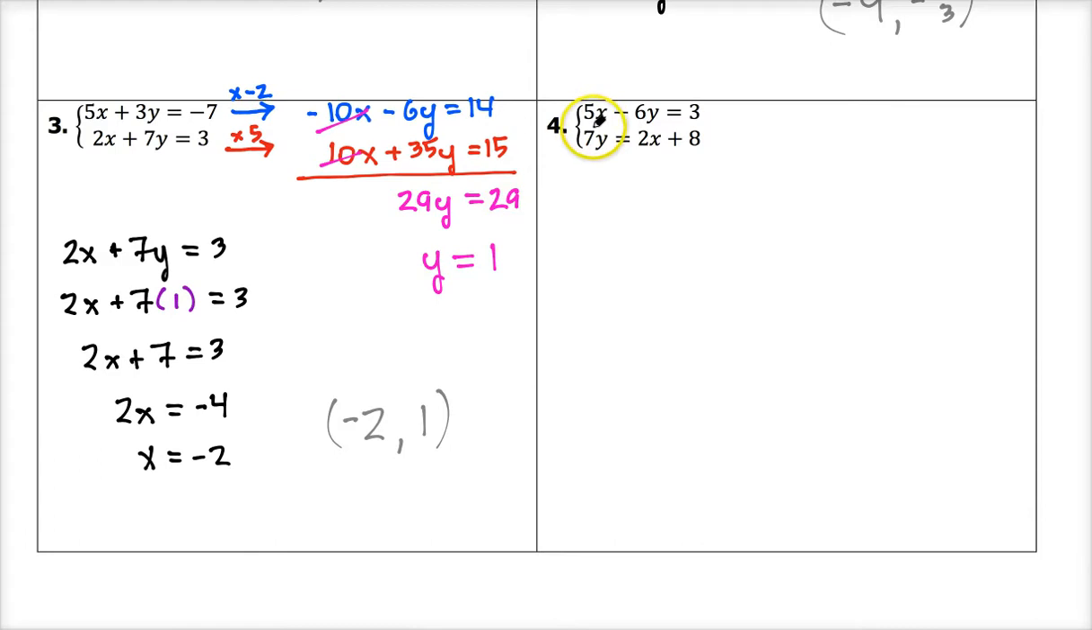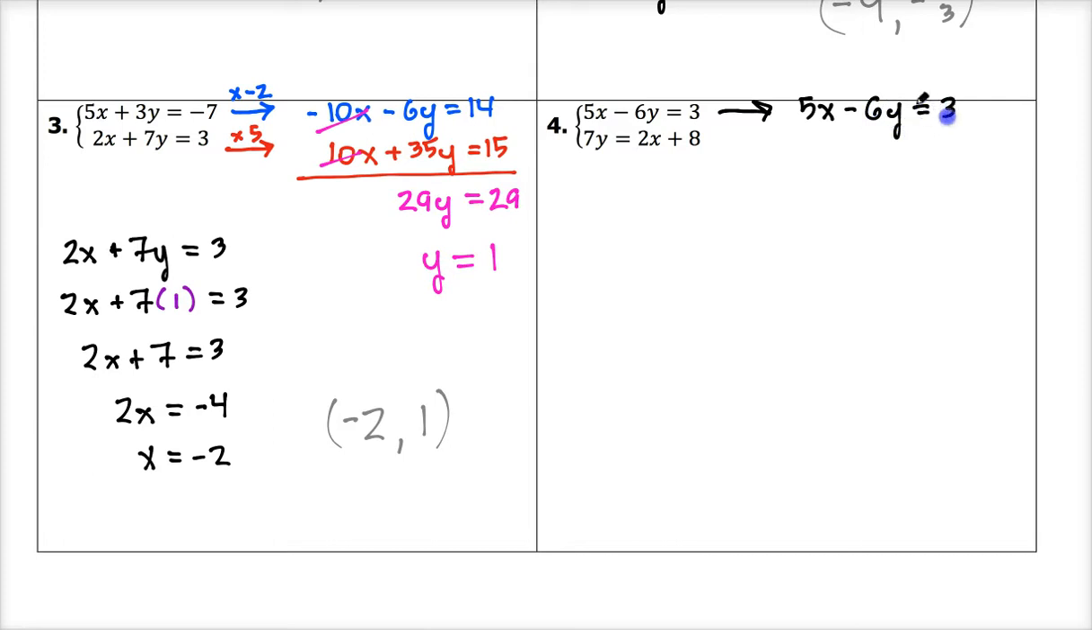Okay, last one. 5x minus 6y equals 3, and 7y equals 2x plus 8. So in this problem, my terms are not lined up, so the first thing I need to do is rewrite these so that my like terms are lined up in both equations. So the first equation is fine. I'm going to leave that as 5x minus 6y equals 3.